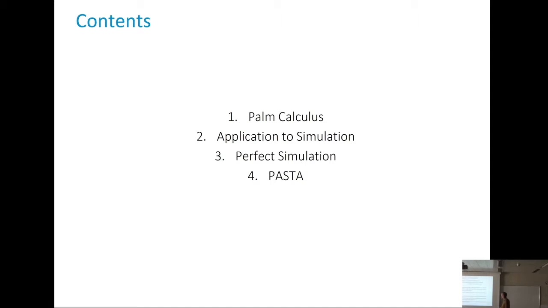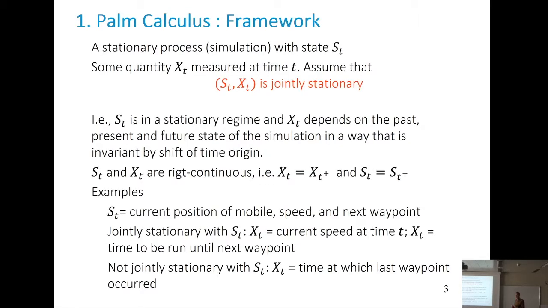The only difficulty is that this is a chapter that is not very well known, because probably there is a conceptual difficulty in understanding the framework. So we'll first go through the framework.